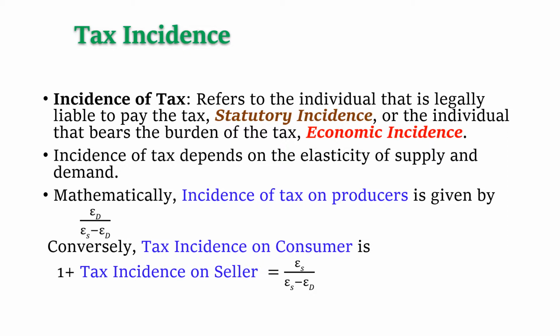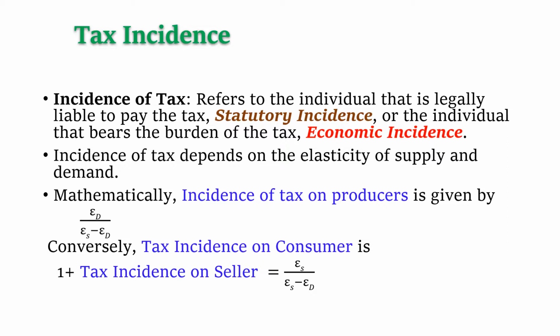So who bears the burden of the tax depends on what? The relative elasticity of supply. So the tax incidence on the consumer is 1 minus the tax incidence on the seller, right? The tax incidence on the seller, remember, is the elasticity of demand over the elasticity of supply minus the elasticity of demand. And then the tax incidence on the consumer is the elasticity of supply over the elasticity of supply minus the elasticity of demand. So that is the tax incidence. That's how you calculate the tax incidence, okay?